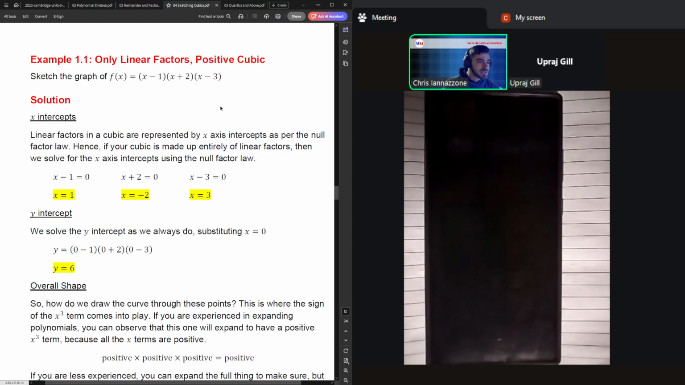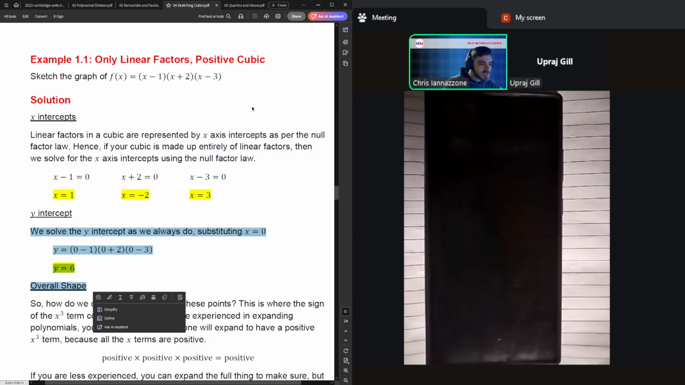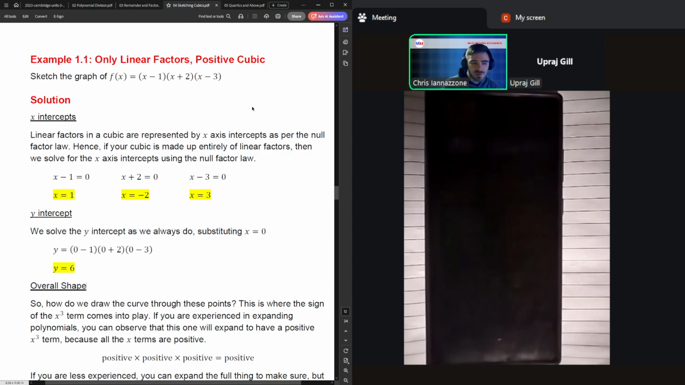So if we have only linear factors and it's overall net positive, here's what's going on. So we've got a sequence of 3 linear factors. Any linear factor solution via null factor law is going to give you the x-intercepts of that function. Plain and simple. The y-intercept is always x equals 0. It doesn't matter if it's factorized or not. In fact, it's easier if it's not factorized, because then it's just going to be whatever the plus d all the way at the very end is.